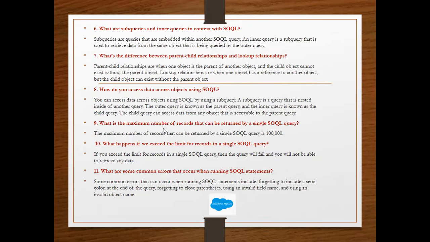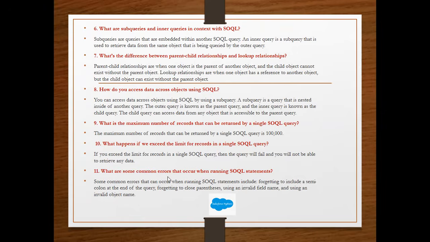Next question: what is the maximum number of records that can be returned by a single SOQL query? The maximum number of records that can be returned by a single SOQL query is 1 lakh. Next question: what happens if we exceed the limit for records in a single SOQL query? If you exceed the limit for records in a single SOQL query, then the query will fail and you will not be able to retrieve any data.